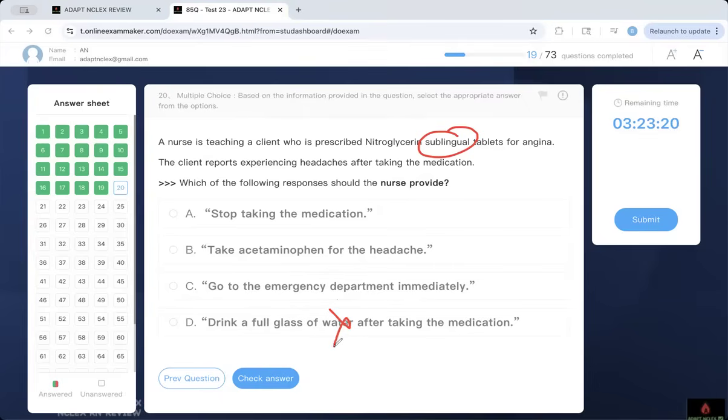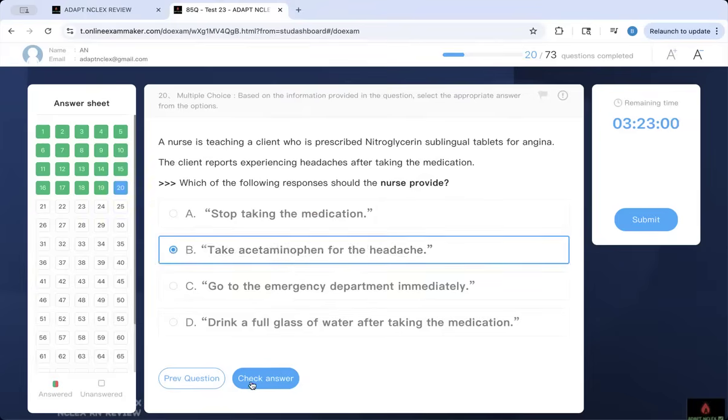This is wrong. And if you experience a headache, it's caused by vasodilation. That means it's working. Therefore, treat the headache; it's not that the medication is not working. You don't need to go to the emergency room. You treat the headache, you take pain medication, acetaminophen.